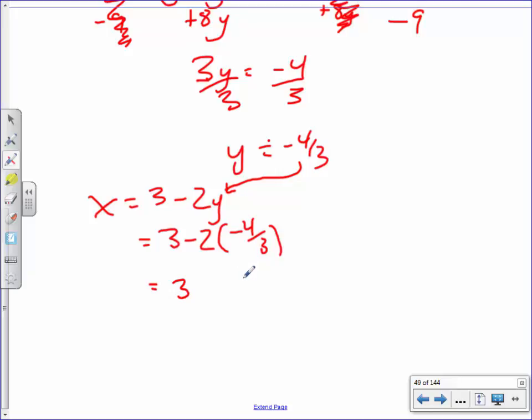How do you multiply fractions? You guys remember? You have negative 2 and you're timesing by negative 4 over 3. So pretend that it's 2 over 1. Take the top, multiply by the top, and the bottom by the bottom. Yeah?